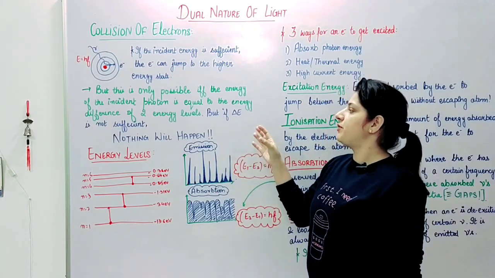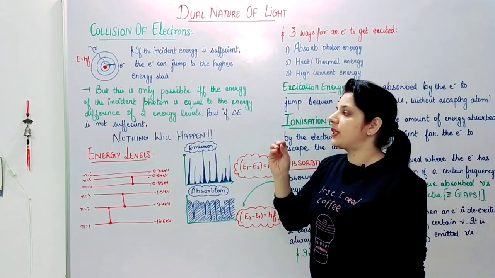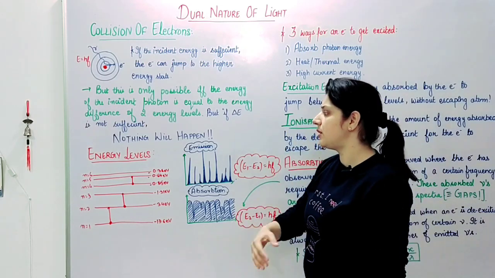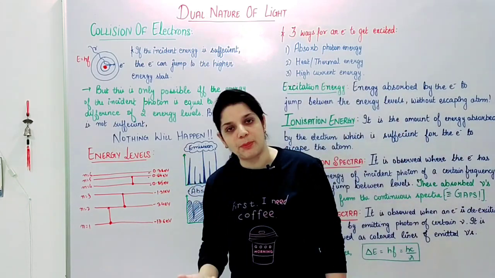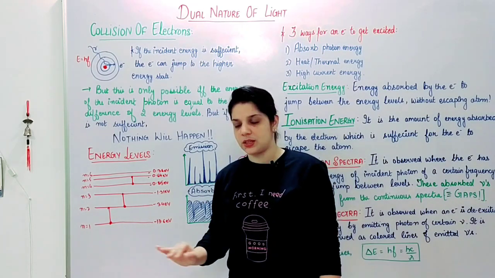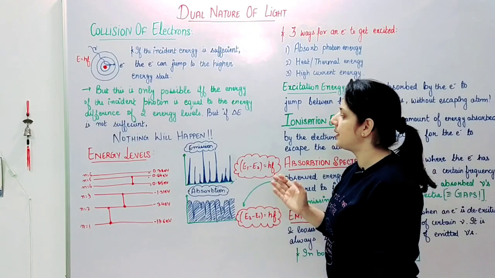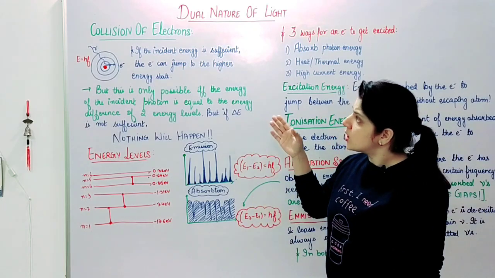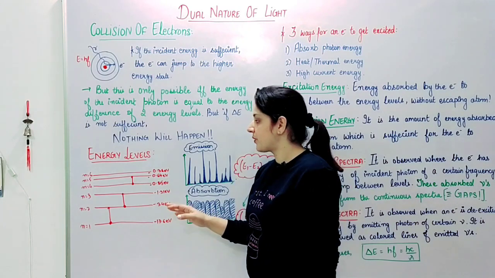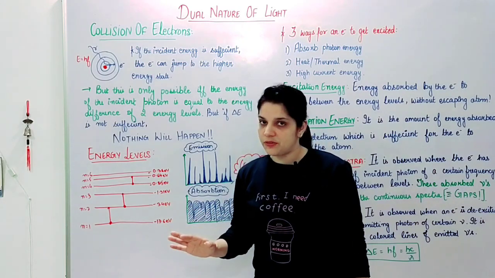But if this energy is not sufficient, or it is maybe 0.1% less than the required one, nothing will happen. Nothing will be observed, no change occurs, and basically nothing happens. So this is collision of electrons. Are we clear? Energy levels, are we clear?